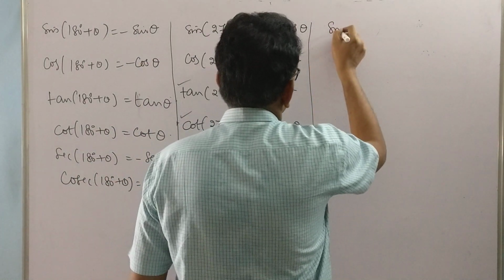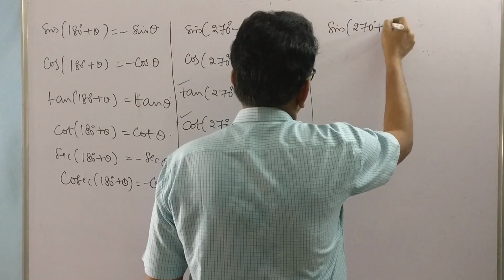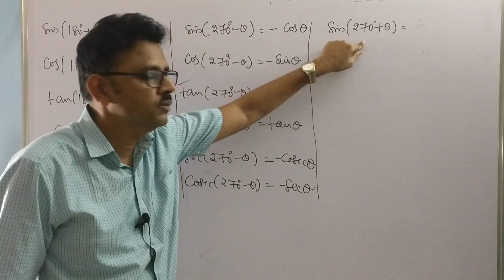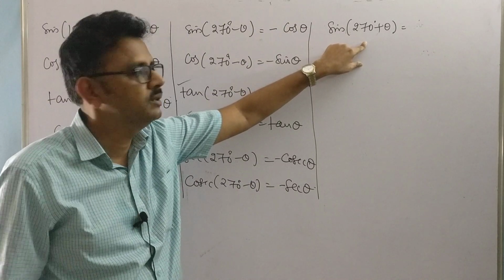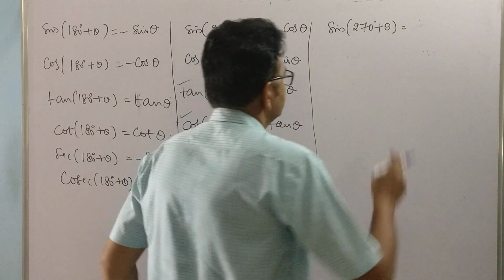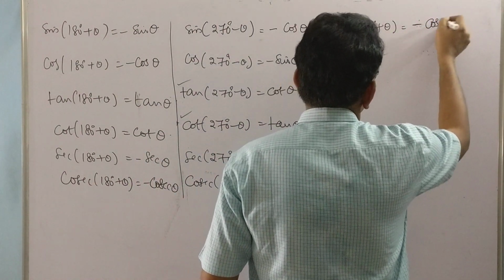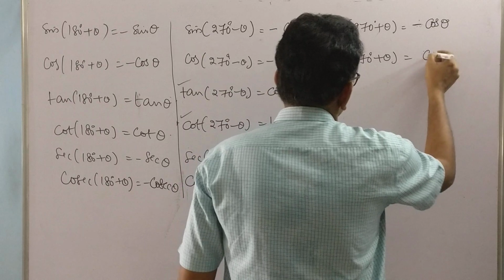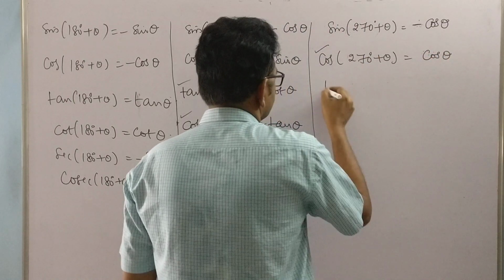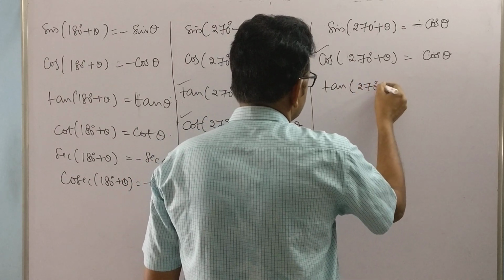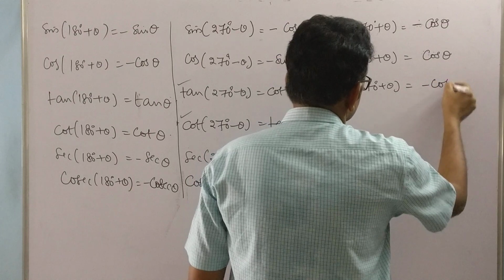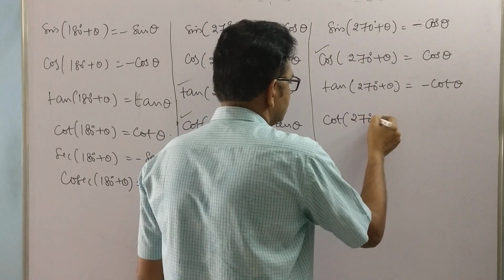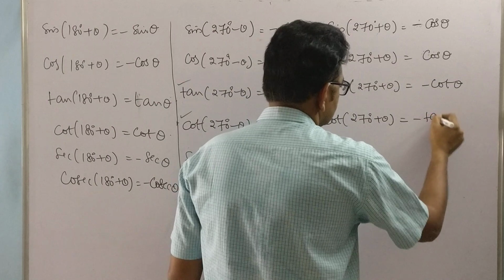Next, trigonometric ratios of sine of 270 degrees plus theta. 270 plus theta means fourth quadrant. In the fourth quadrant only cos and secant are positive and the remaining are negative. So sine of 270 plus theta is minus cos theta. Cos of 270 degrees plus theta is equal to plus cos theta, because it is positive. And tan of 270 degrees plus theta is equal to minus cot theta. So in the fourth quadrant it is negative. Cot of 270 degrees plus theta is equal to minus tan theta.